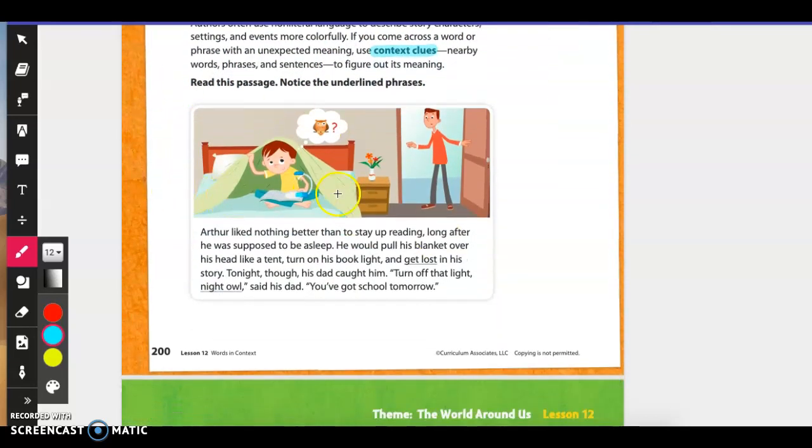Now we're going to read this passage about the little boy. His name is Arthur. Arthur liked nothing better than to stay up reading, long after he was supposed to be asleep. He would pull his blanket over his head like a tent, turn on his book light, and get lost in his story. Tonight, though, his dad caught him. "Turn off that light, night owl," said his dad. "You've got school tomorrow." So we're going to really focus on these two highlighted phrases, get lost and night owl.